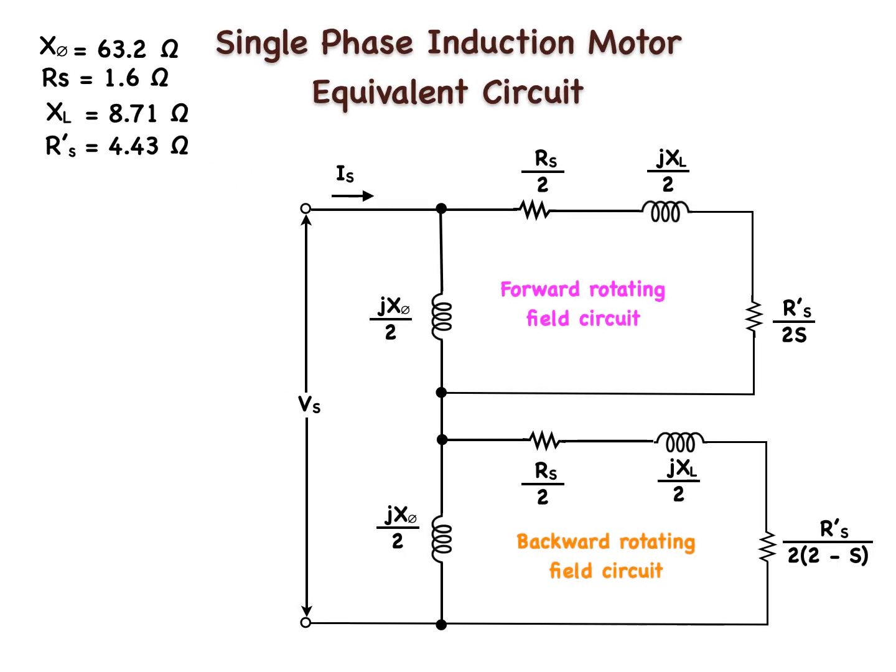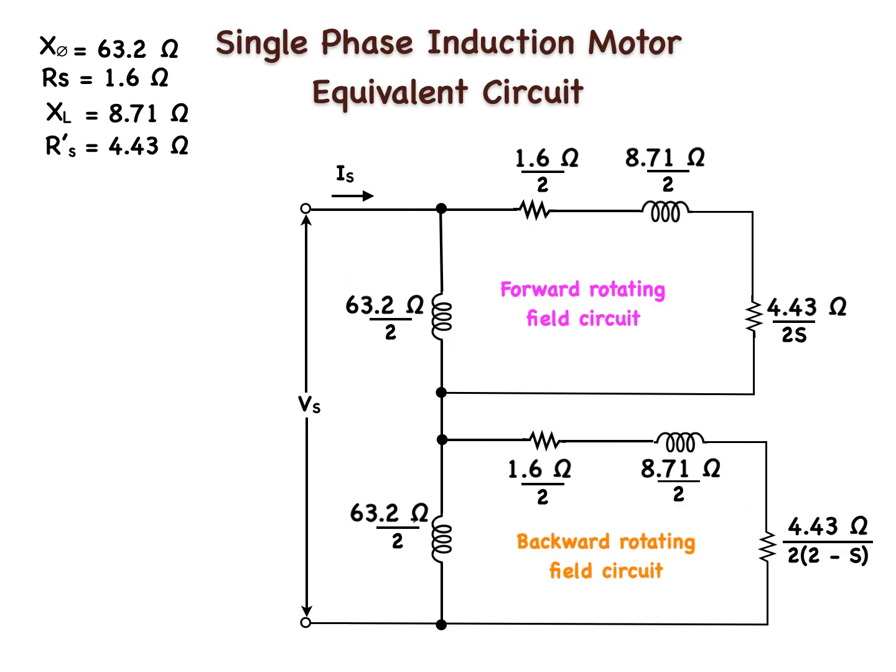Returning to our single-phase induction motor equivalent circuit, where all of the parameters have been calculated and the slip remains a variable, we can see where the parameters now fit into the equivalent circuit diagram. Notice that all of the parameters are divided by 2, where each forward and backward rotating field circuit now has 1/2 each of the calculated parameters.